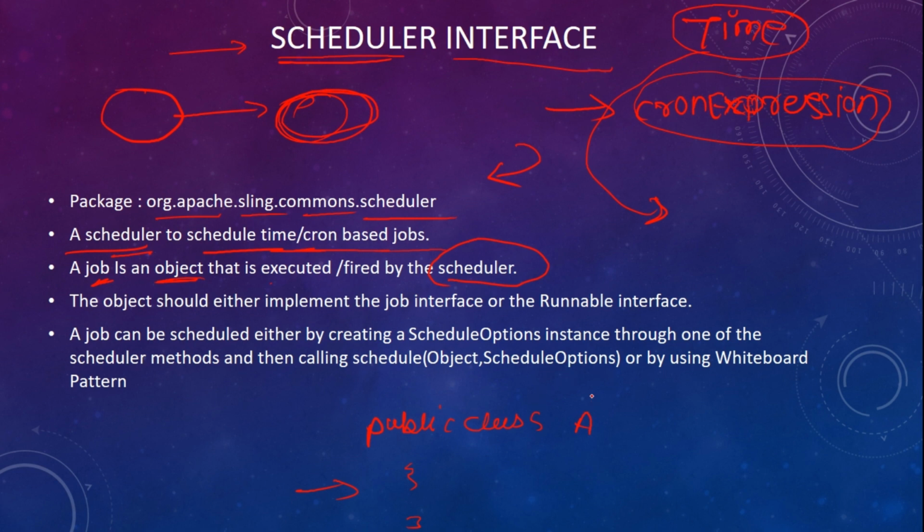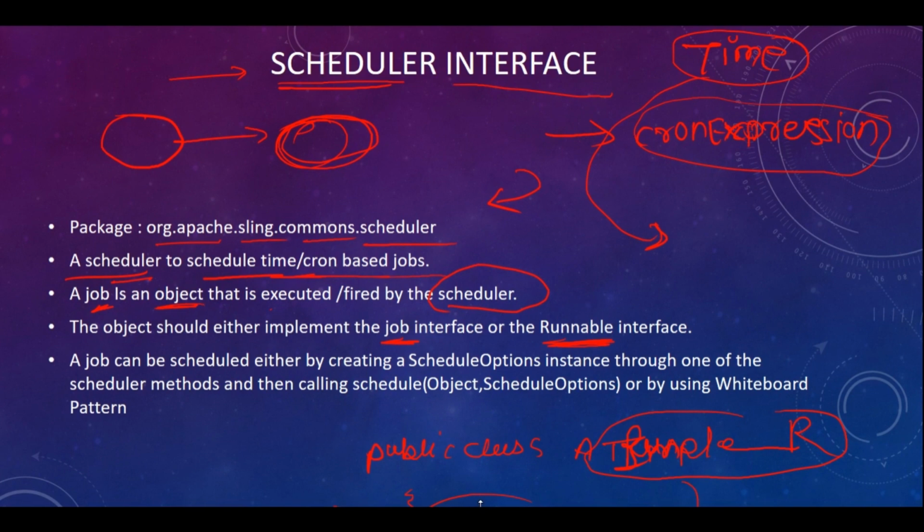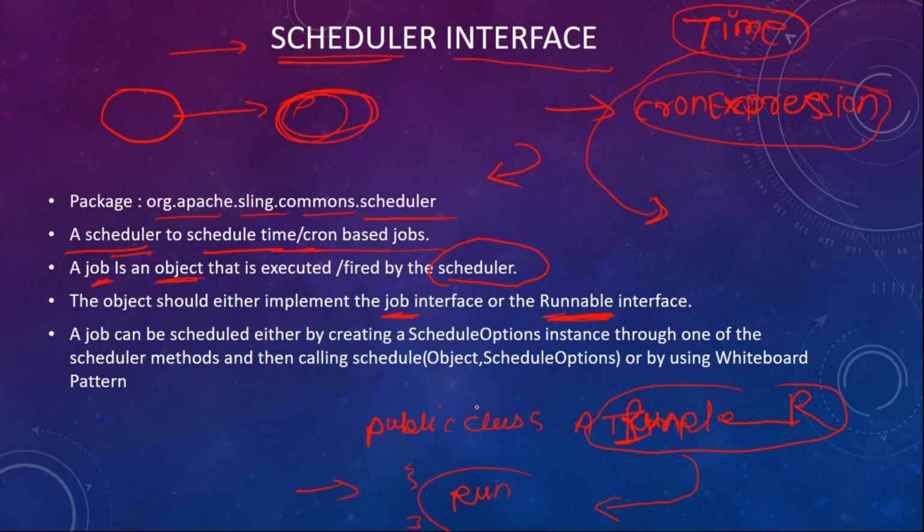So we have two ways. The first one is the Job interface, and the second one is the Runnable interface. Today we are seeing it using the Runnable interface. Here we simply have to implement this Runnable interface, and once you implement it, inside that you simply have to write the run method. Exactly. So we have to write the run method. Okay, this is done now.